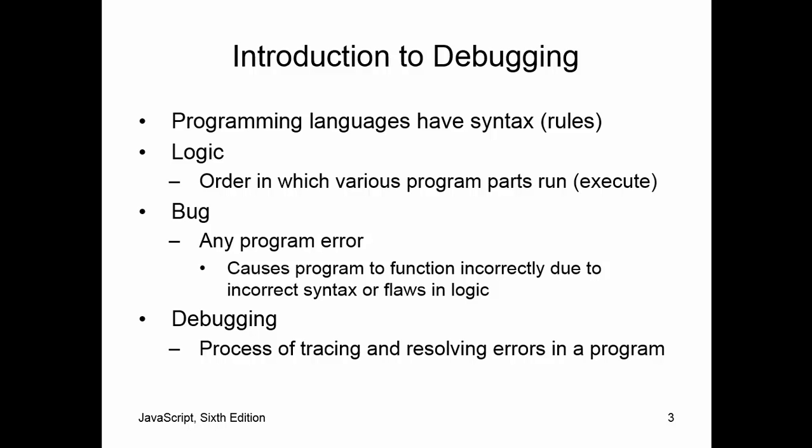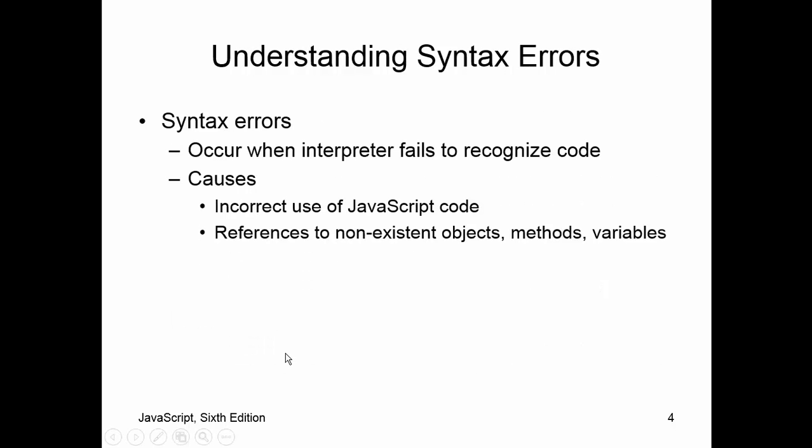So a bug is a program error that causes your program to either function incorrectly or not at all. And debugging is the process of tracing and resolving or finding errors in a program. Again, syntax errors are errors in the language. They occur when the interpreter doesn't understand what you're trying to do.